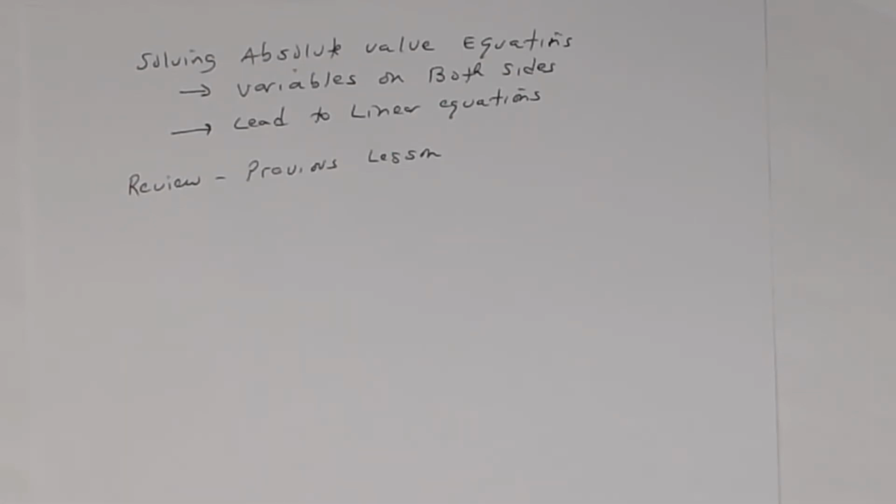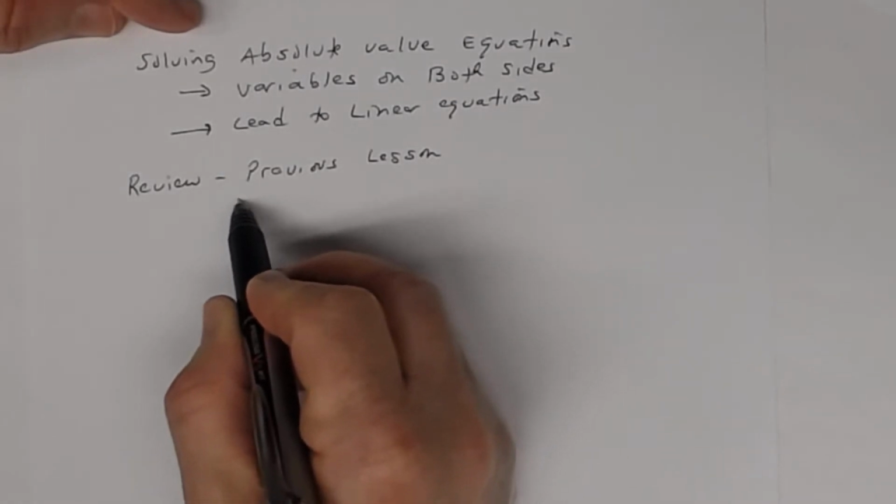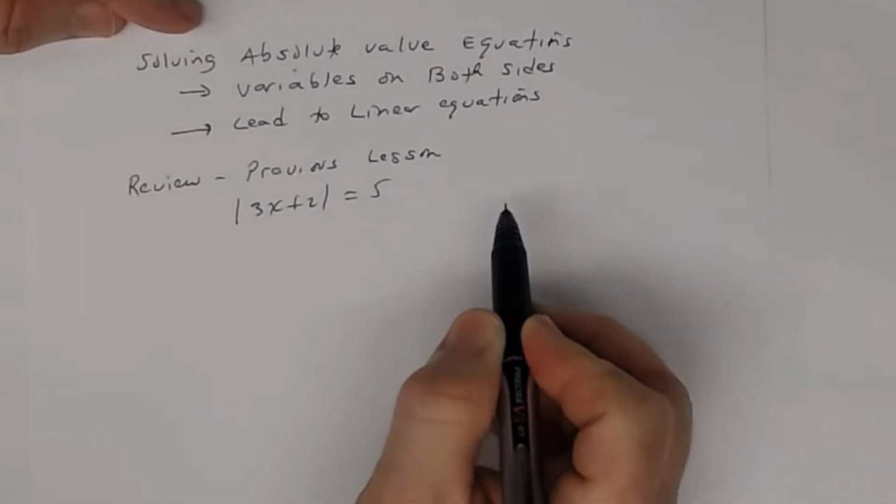We're going to learn how to solve absolute value equations in which the variables appear on both sides, and the absolute value equations will lead to linear equations. So in a previous lesson, we learned how to solve this type of equation where we had the absolute value of 3x plus 2 is equal to 5.